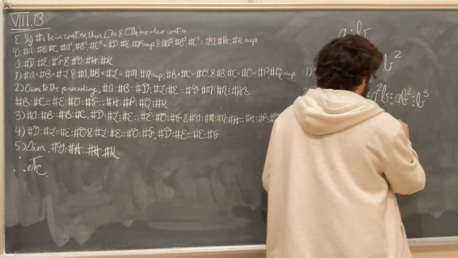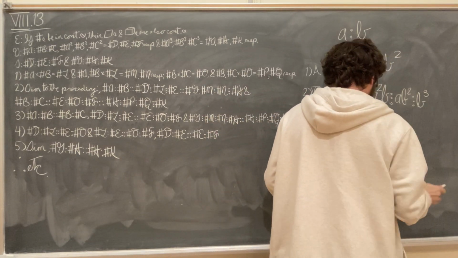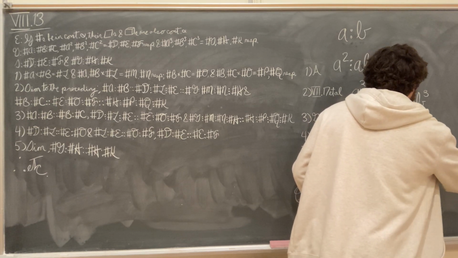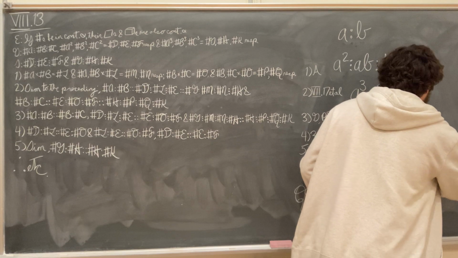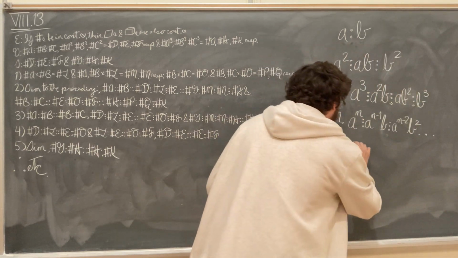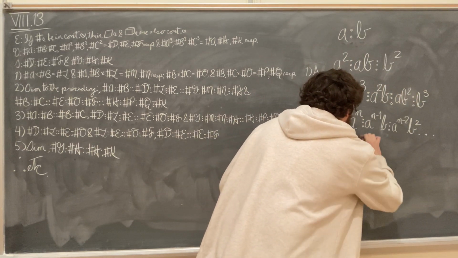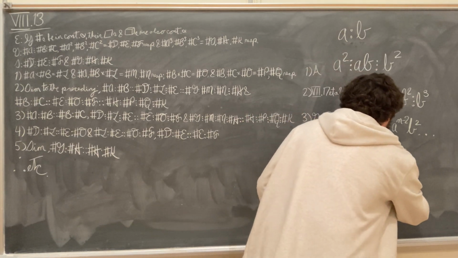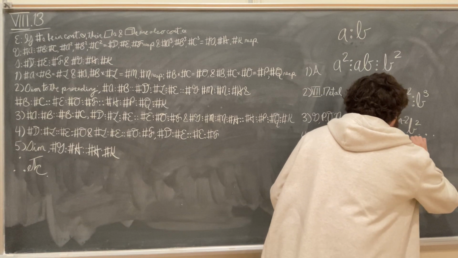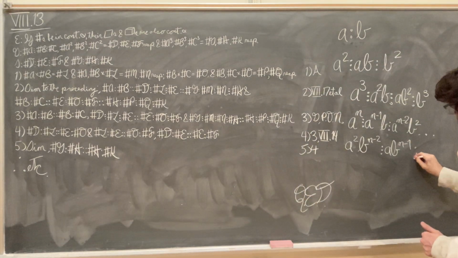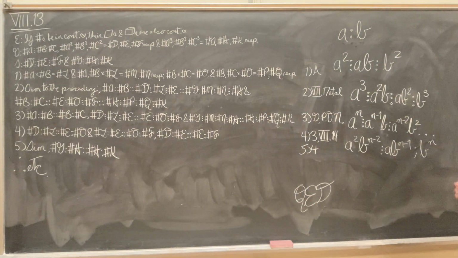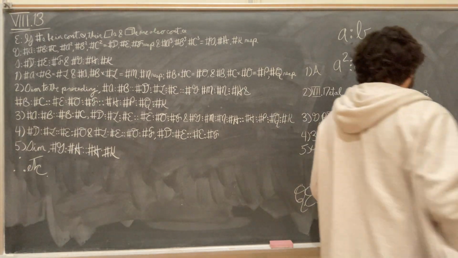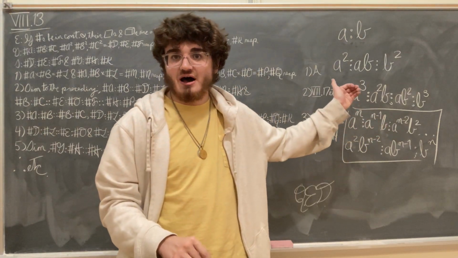The next step will then be to take A to the n minus 2 times B squared. And you continue this until you reach A squared B to the n minus 2, A B to the n minus 1. Your final term will be B to the n.